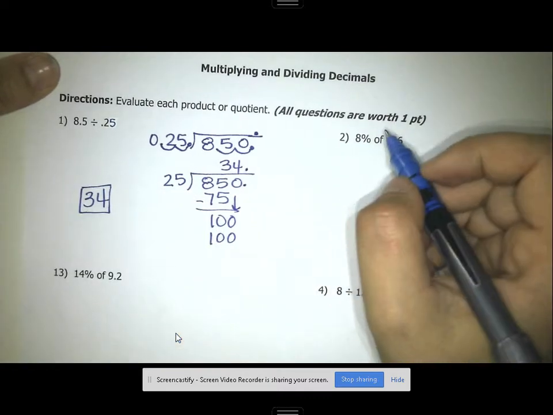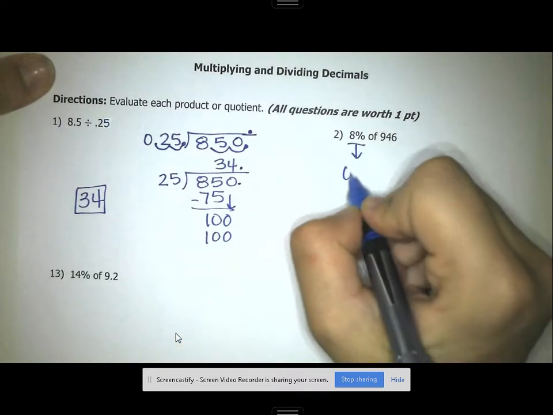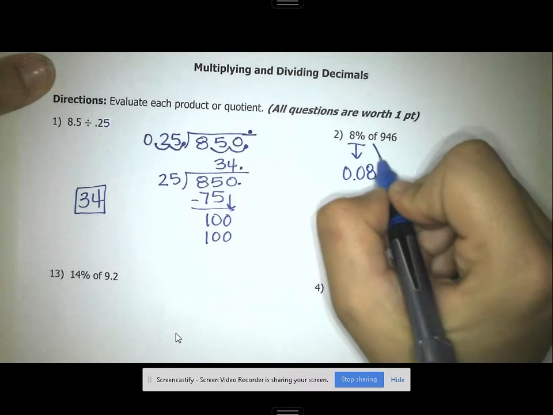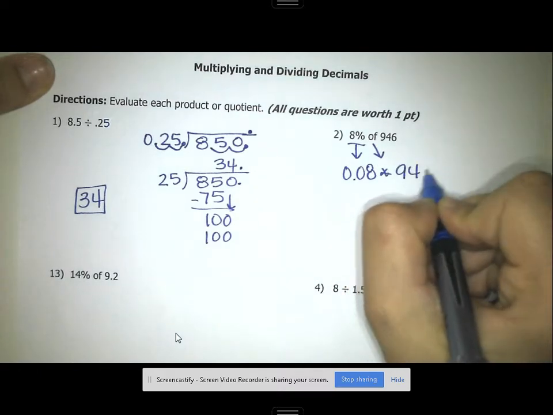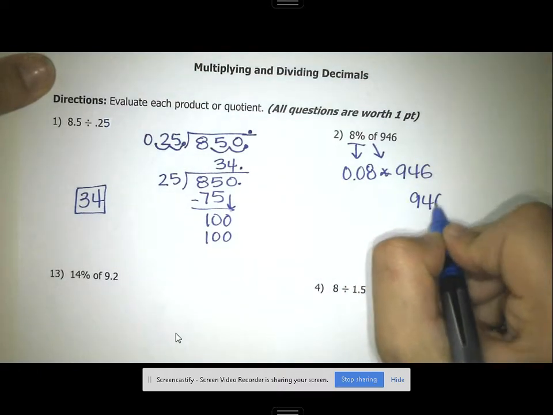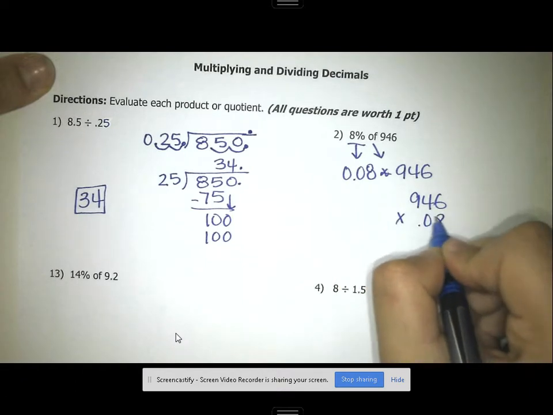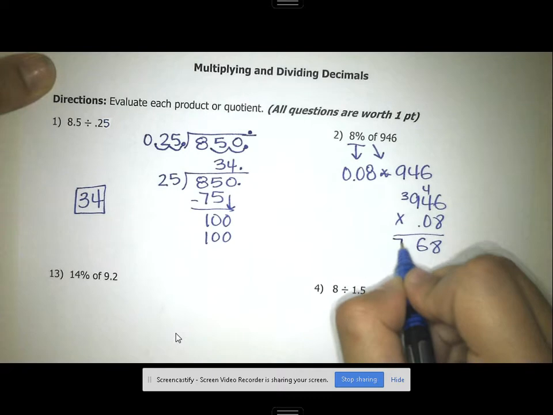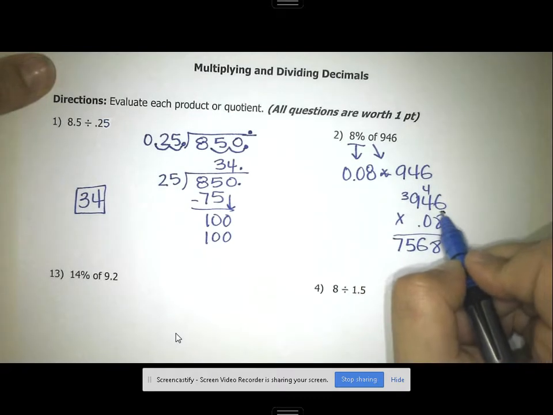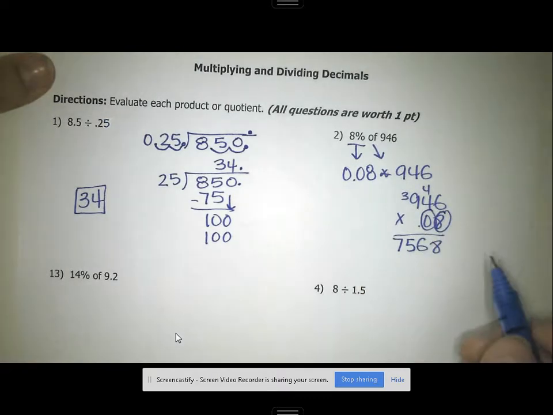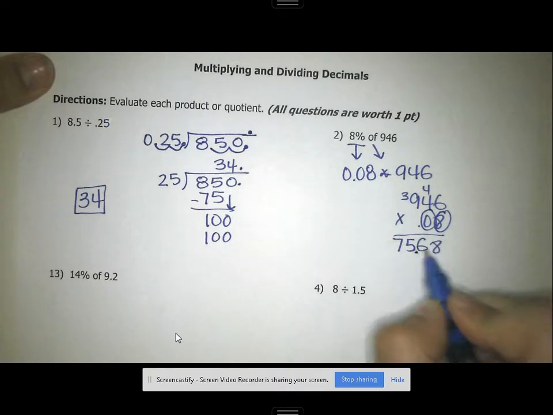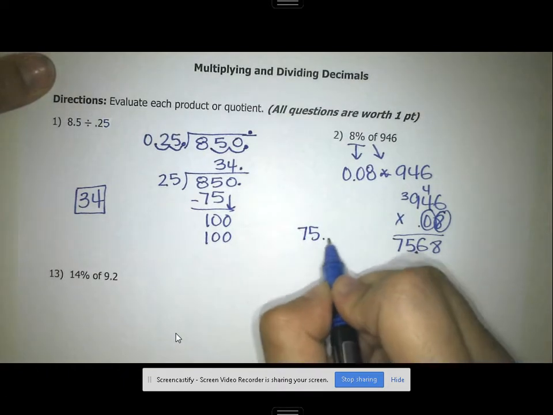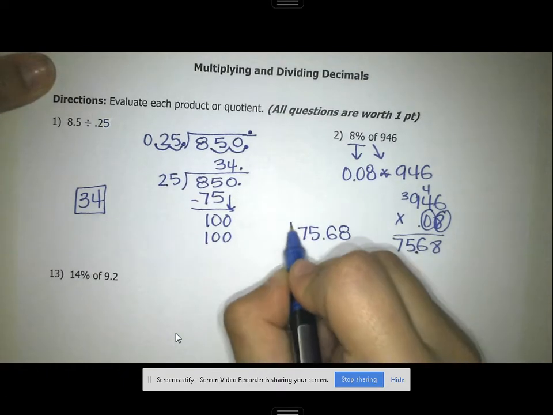When you're finding a percent of a number, change that percent into a decimal, and the word of means to multiply. So you're going to do 946 times 0.08. You look how many numbers are behind the decimal in your factors, and that's how many numbers need to be behind the decimals in your product. So the answer here will be 75.68.